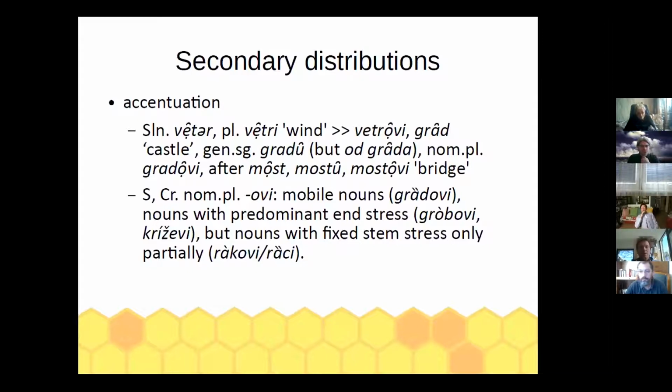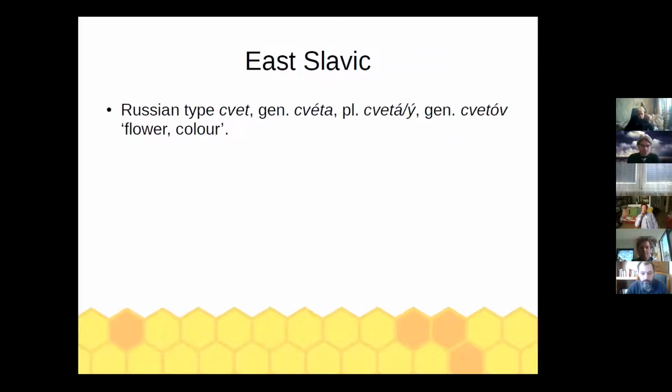But the nouns with fixed stress on the stem clearly lagged behind, so there you find more traces of original forms without -ovi, like, for example, raci next to rakovi. So there are all kinds of secondary distributions, and we have to take this into account when we look at the history of the U-stems. Now let's have a look at the influence of the U-stems on accentuation.